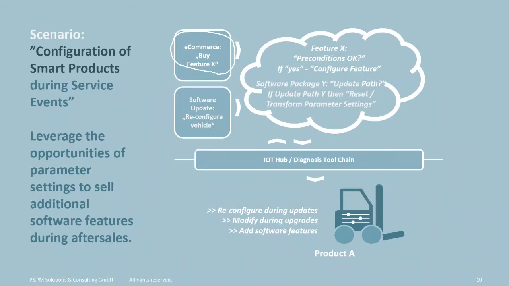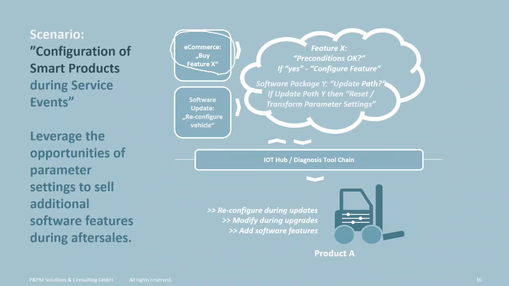So another scenario is the configuration of smart products during service events. And in this scenario we consider that via an e-commerce portal you provide your customers the relevant software functions, for instance a light setting that could be installed to an existing product. And what is needed here basically is the ability to link a dedicated software feature to the relevant parameter settings and the relevant software package that enables this functionality.